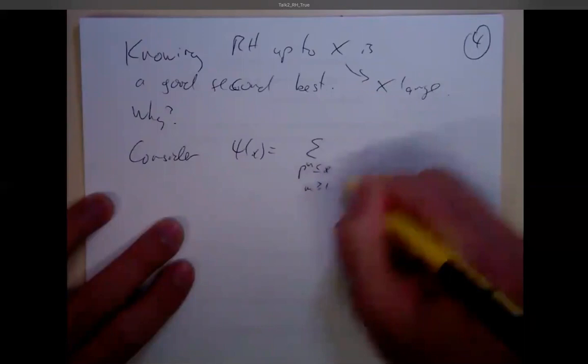But if we can't prove the Riemann hypothesis, well, what can we do? Let's not just say, oh, it's a nice pipe dream, but let's not worry about it. What can we actually practically do? So a good second best is if we know it up to some large height.